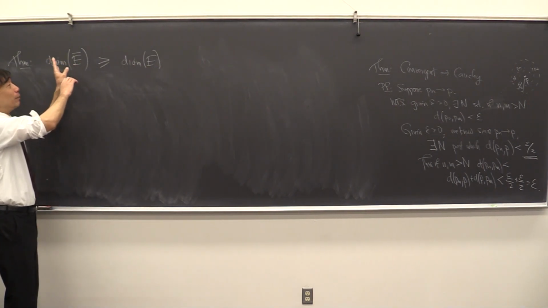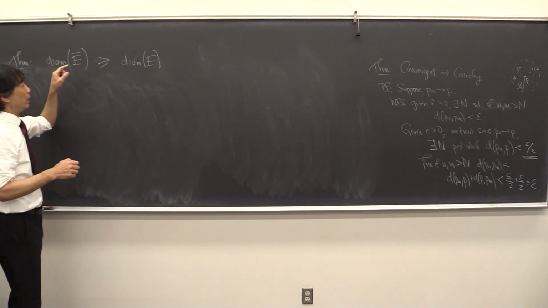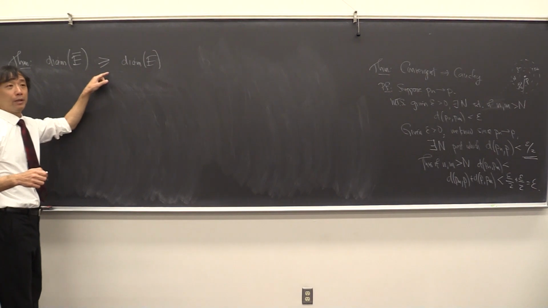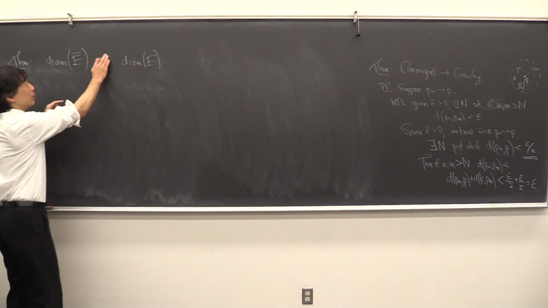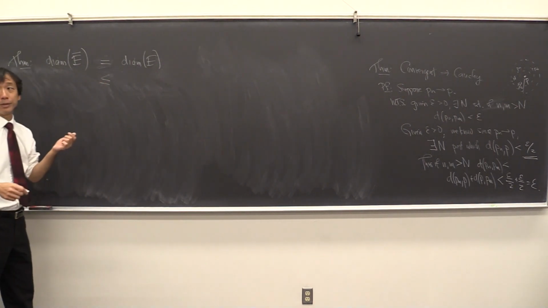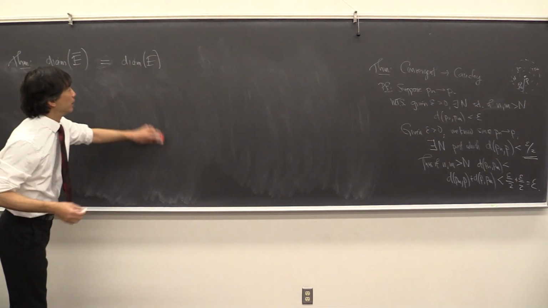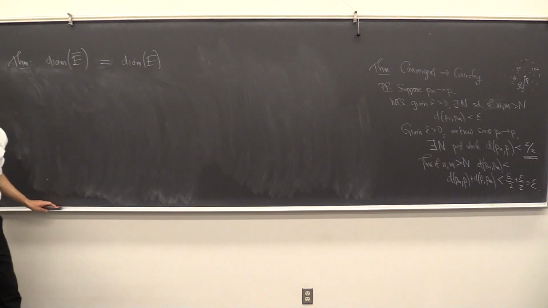So that is immediately true. Is it equal? It's actually equal. The theorem is that the other direction also holds, which forces them to be equal to each other. So why does that make sense?